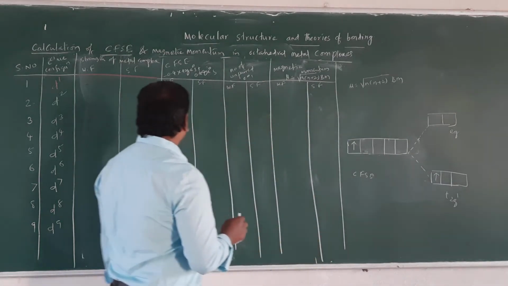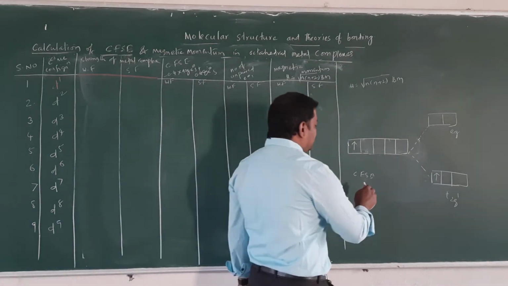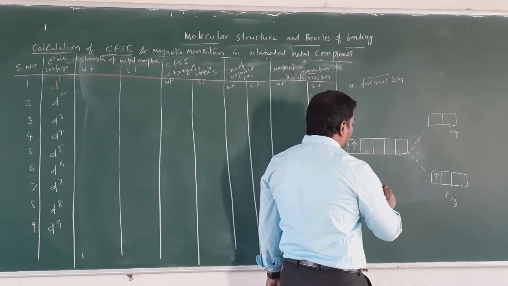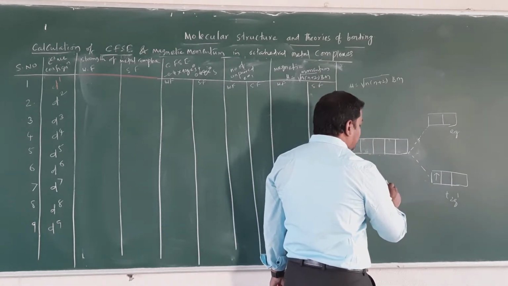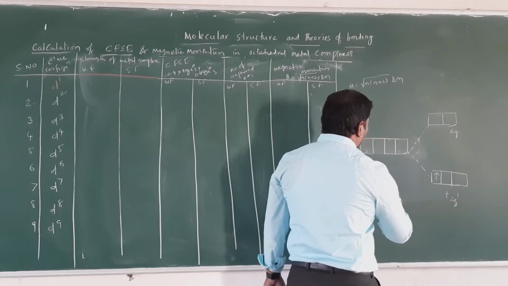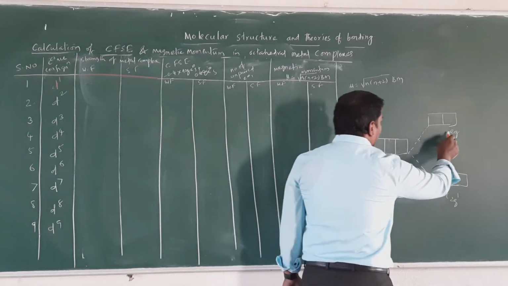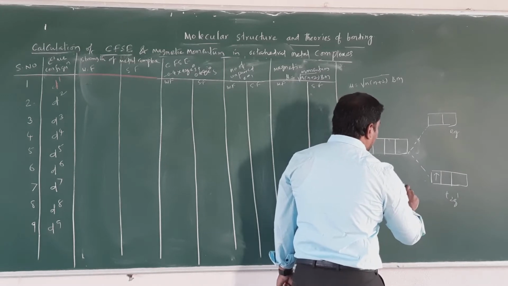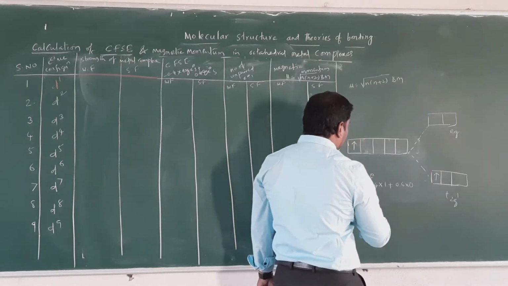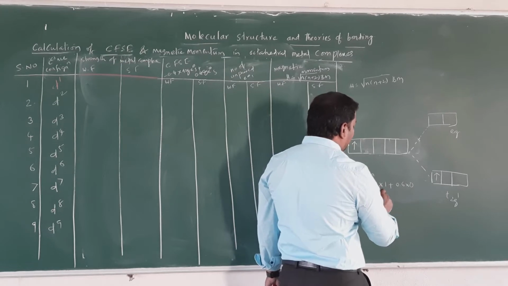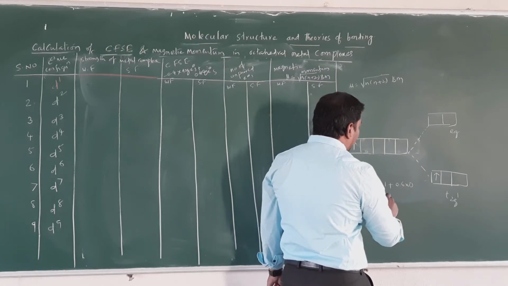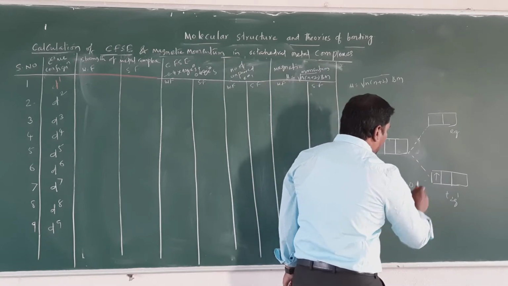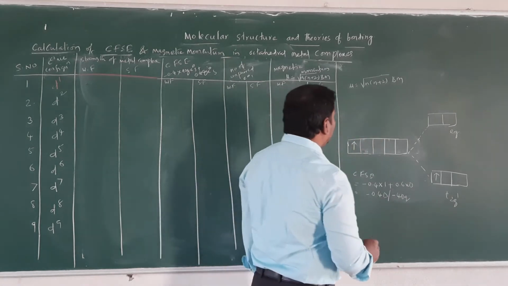So what is the CFSE value? The CFSE formula is minus 0.4 into the number of t2g electrons plus 0.6 into the number of eg electrons. There is only one electron in t2g and no electron in eg, so it is minus 0.4 into 1, which equals minus 0.4 delta or minus 4 Dq. Clear, student?